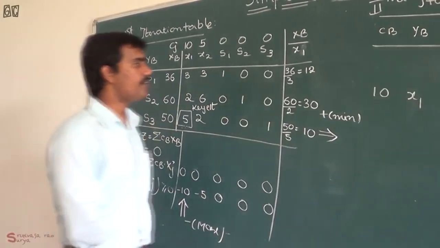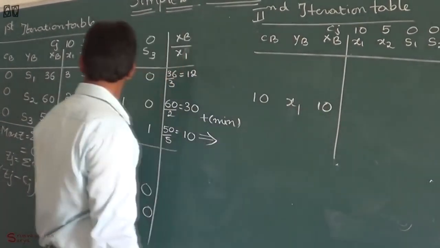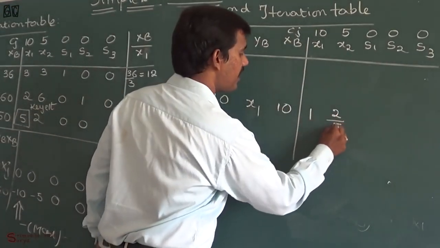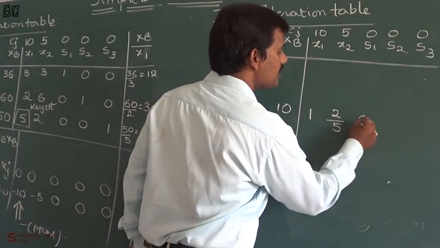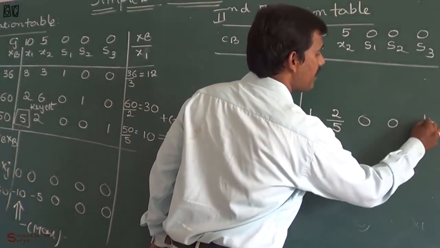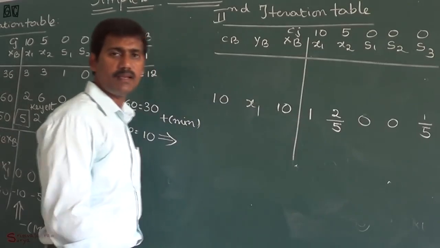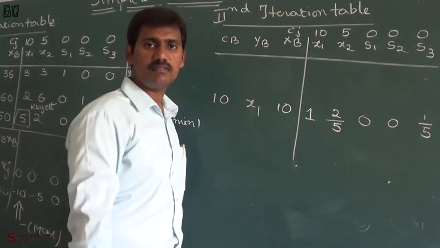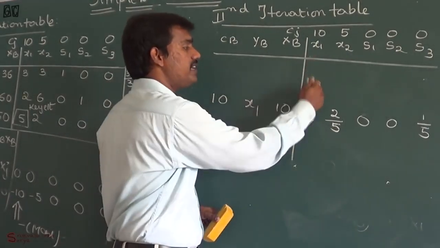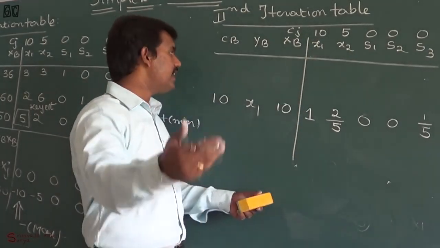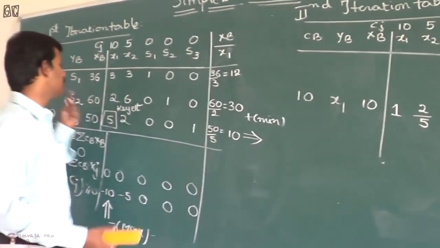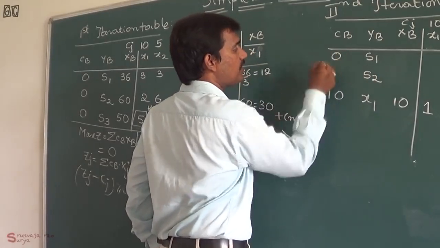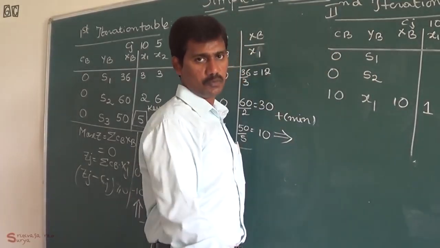That is 50 by 5, that is 10. 5 by 5, 1. 2 by 5, that is again 2 by 5. 0 by anything is again 0, 0 by anything is again 0, and 1 by 5. So we are going to make this key element unity by dividing by itself. Now we have to make all the elements in the key column 0. There is no operation for S1, S2, so the S1 and S2 variables will be as usual, and the cost will be 0 and 0.